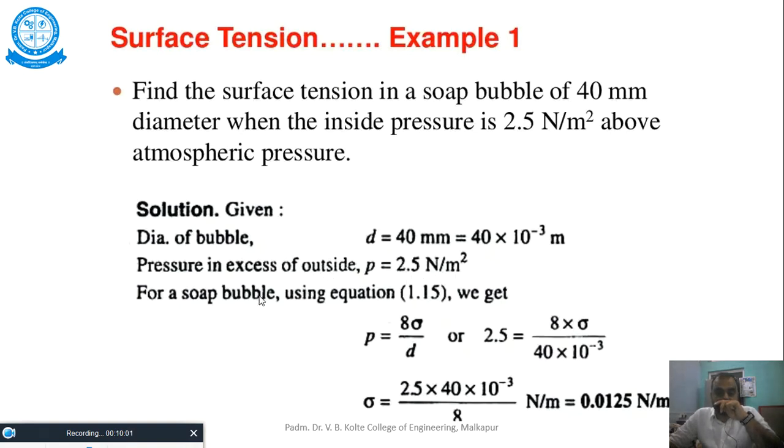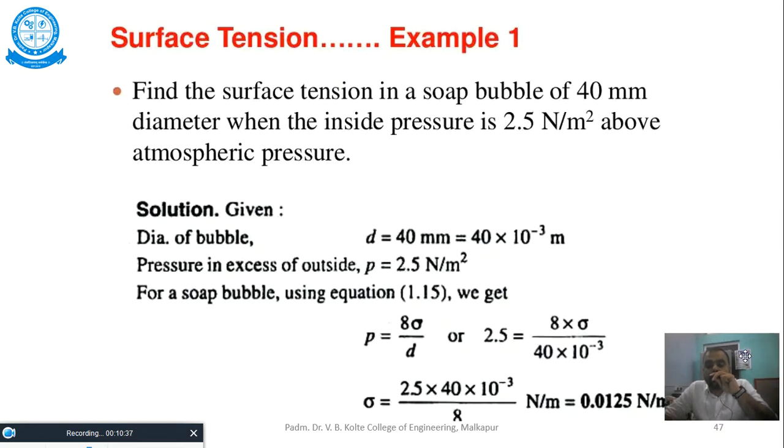So for a soap bubble, what is the equation? It will be double. So P is equal to 8 sigma by D. Actually, a soap bubble has gas inside and gas outside, so surface tension acts on both the inside and outside surfaces. It will be double compared to the liquid bubble. So P is equal to 8 sigma by D. 8 is a constant, sigma we have to find out, and we put in the value of D. From that we get the value of sigma, that is 0.125 Newton per meter.